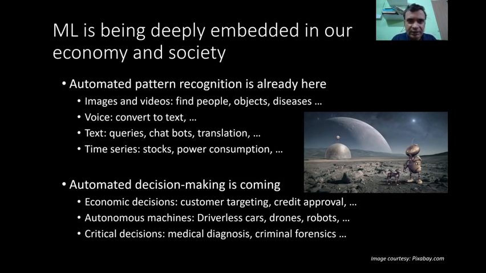So machine learning is now being deeply embedded into our economy and society, and some of these examples you would realize immediately when you look at it. For example, if you post something on social media, faces are being automatically recognized and tagged, right? And then objects are being recognized. You might have seen news about companies that can automatically detect diseases in computed tomography, in CT scans. And if you pick any phone now, there is voice assist, so conversion of voice to text. It's all based on machine learning, right?